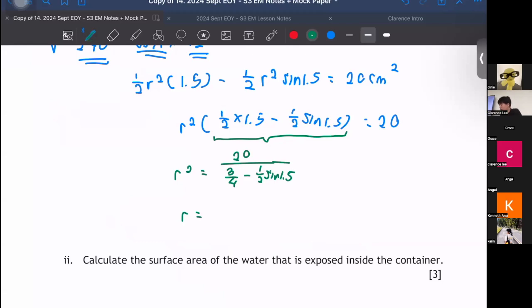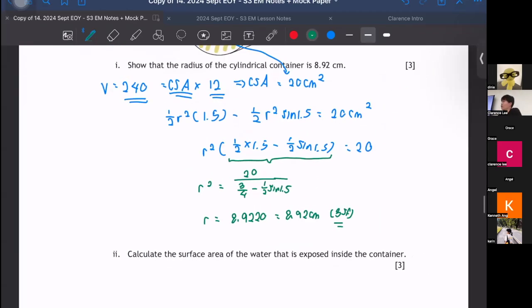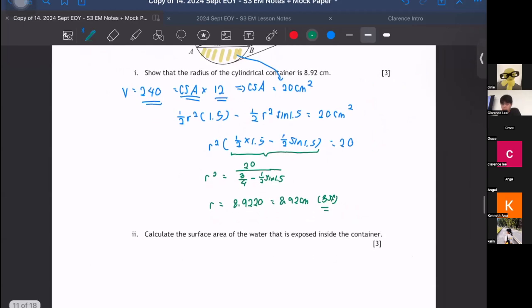Make sure to change to radian mode because you're working in radian now. Your final answer will be 8.9220 in 5SF. Final answer 8.92. So instead of writing 5SF over and over again, you just need to write it once and then you present in 3SF.